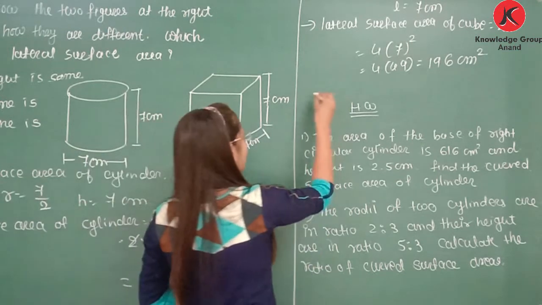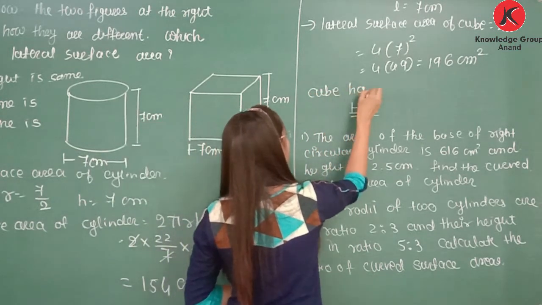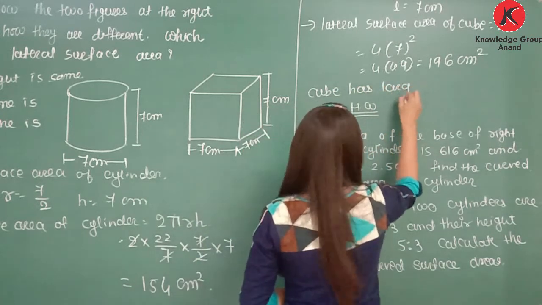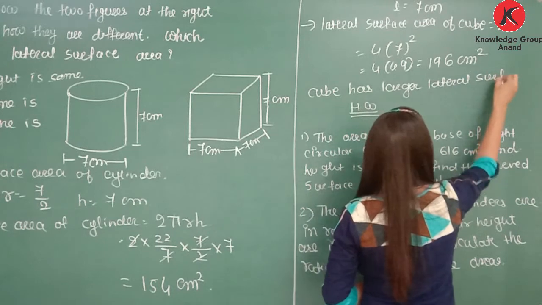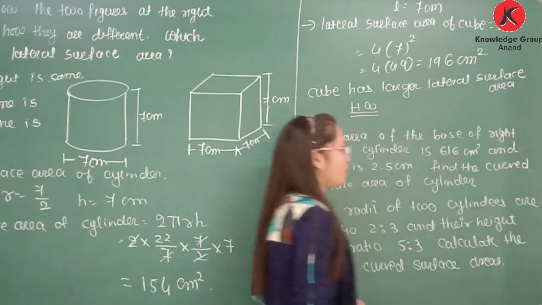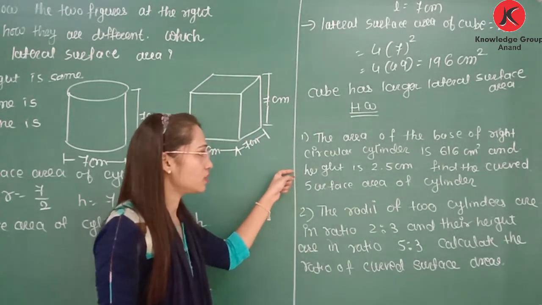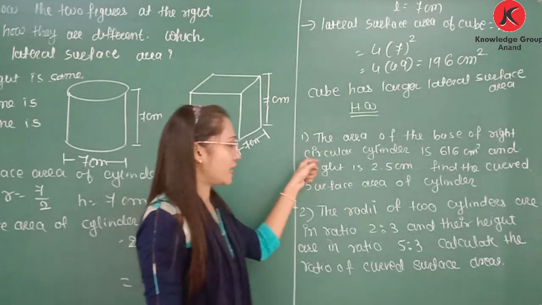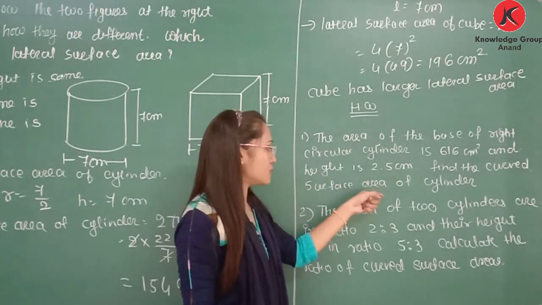So which has a larger surface area? So cube has larger lateral surface area. Now here two questions are given that you need to solve in homework. This one is simple. You need to only find the right equation for a surface area of a cylinder, curved surface area of a cylinder.